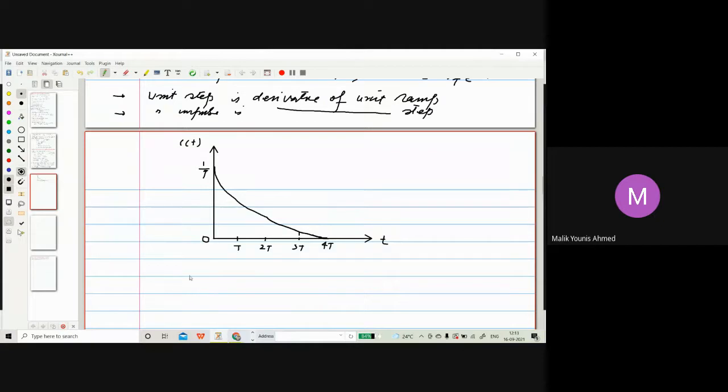So this is the response we expect for the unit impulse response of the system.